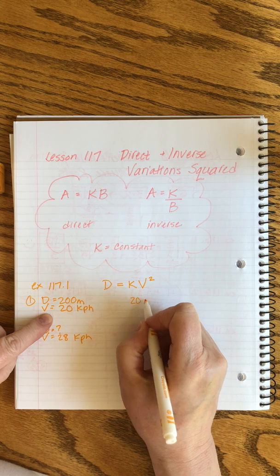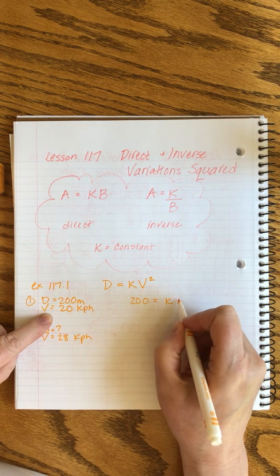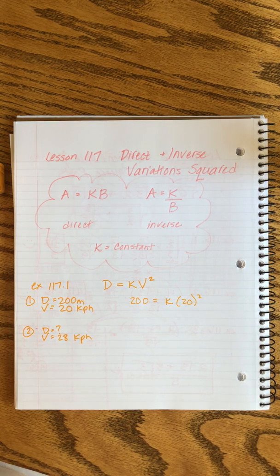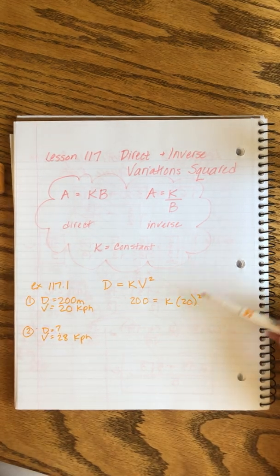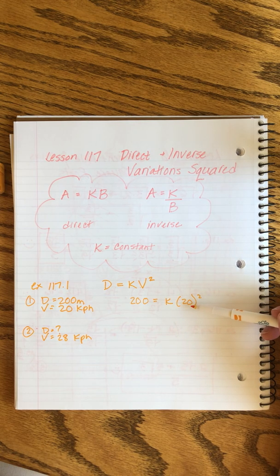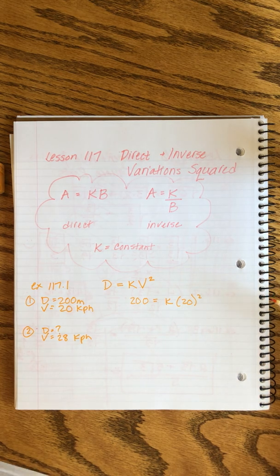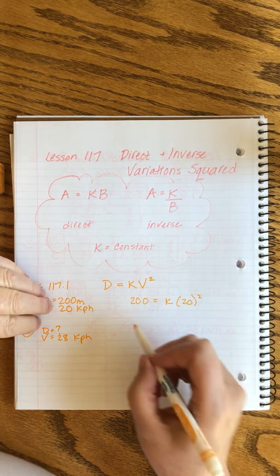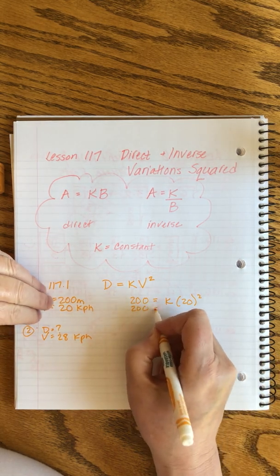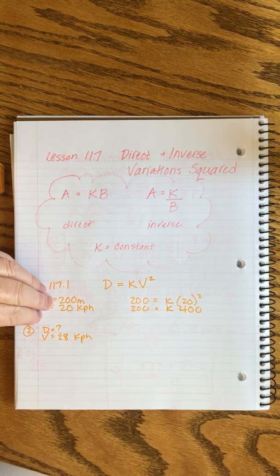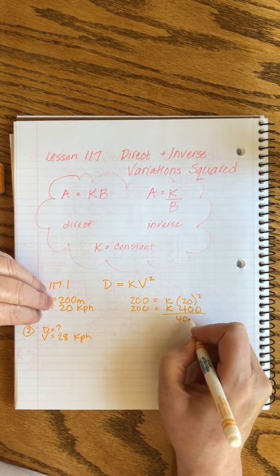So 200 equals K times 20 squared. Plugging in. I use parentheses here to make sure that I know I'm not trying to square the K, I'm only trying to square the velocity part of it. And these are just a smidge harder to solve because we have to deal with an exponent, but really, I think we can handle it. 200 equals k times, let's see, that would be a 4 with 2 zeros. Divide both sides by 400.